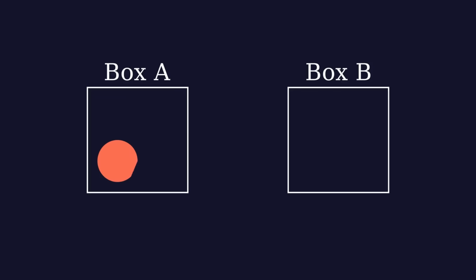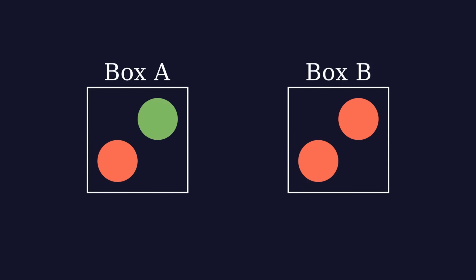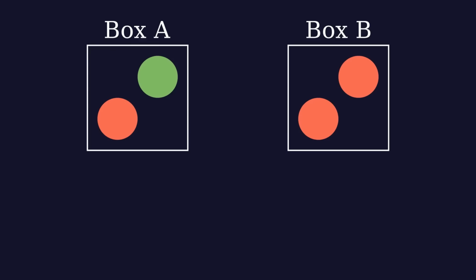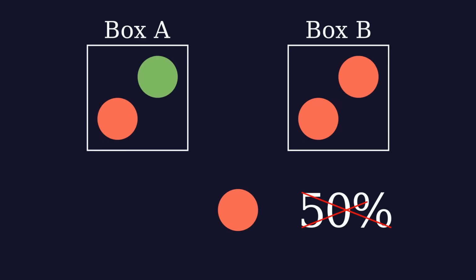Now let's look at the probability problem. There are two boxes. In box A, there is one red ball and one green ball. In box B, there are two red balls. Let's say that you take a ball out of a random box. The ball is red. What is the probability that the second ball in this box is also red? If you think that is 50%, you are wrong.